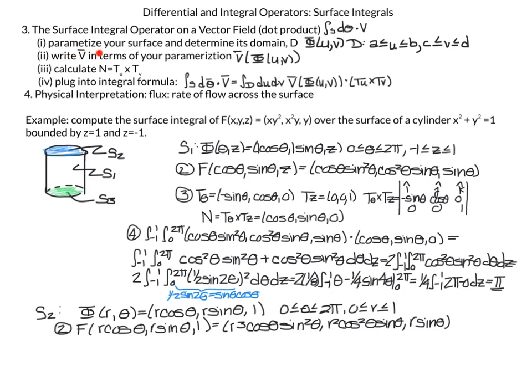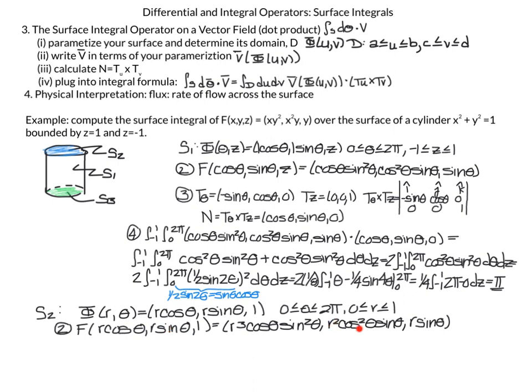My second step is to write my vector field in terms of my parameterization. So that's F in terms of my r cosine theta, r sine theta, and 1. So I plug these into my x y squared. That will give me r cosine theta times r squared sine squared theta. So I'll have an r cubed cosine theta sine squared theta. Next, I need x squared times y. So I square r cosine theta and I multiply it times y.